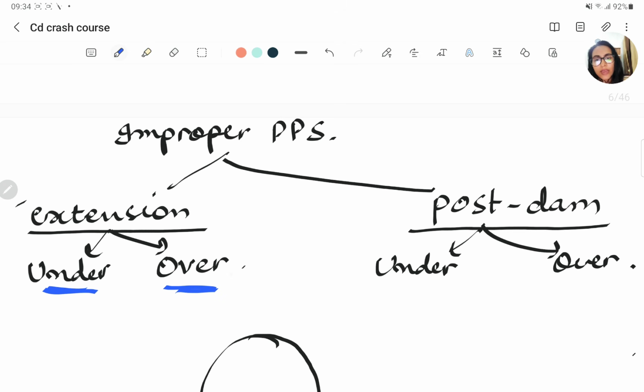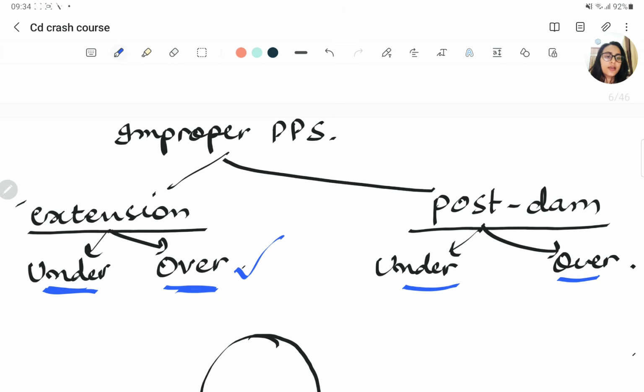Overextension is when you have extended the denture more posterior to the posterior vibrating line. In that case, when the patient is having a functional movement, the denture will fall, because it is contacting the movable part of the soft palate. So the soft palate will be moving and it will push the denture downward.